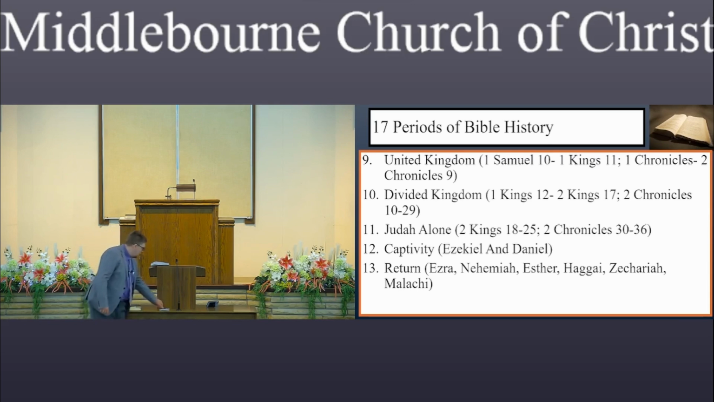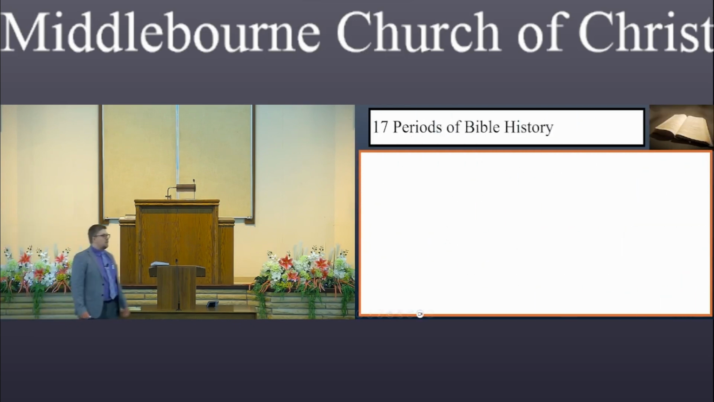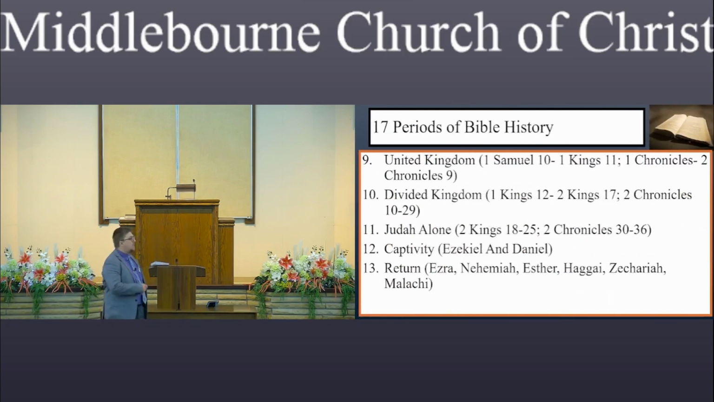So again, you remember it this way. There were 3 returns from captivity. The first was led by a man who does not have a book that bears his name, a man by the name of Zerubbabel, who led the first return. That is recorded in the first 6 chapters, I think it is, of Ezra. The purpose was for the rebuilding of the temple.